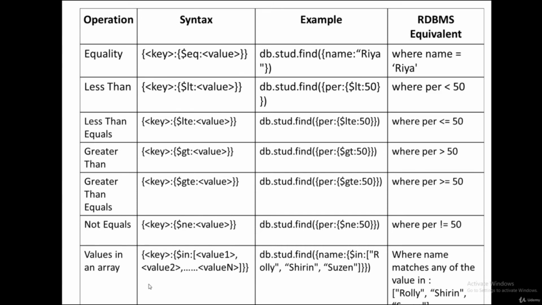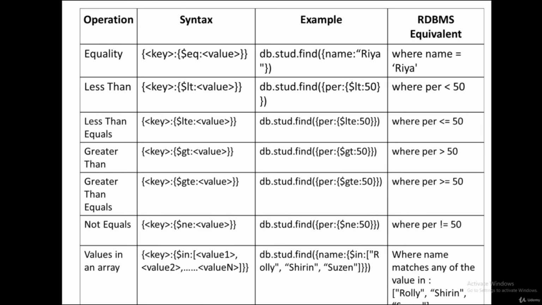To select specific values from a given list, you may check those values in an array. So the syntax is key colon, use the query operator $in colon. Here you have to specify the array of the values in which you want to search. So for example, you may write a query db.stud.find in bracket key name. So find the name in the array of values Rolly, Shirin, Susan. For this you have to use the query operator $in. So it is equivalent to where name matches any of the values Rolly, Shirin and Susan.